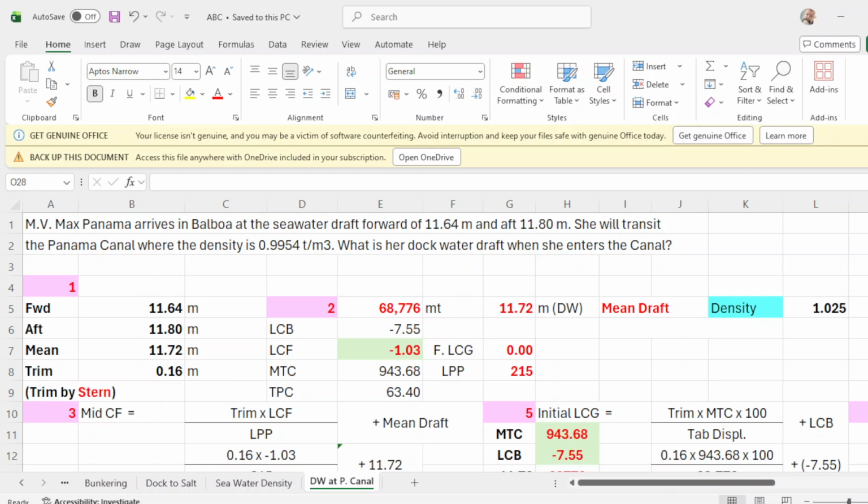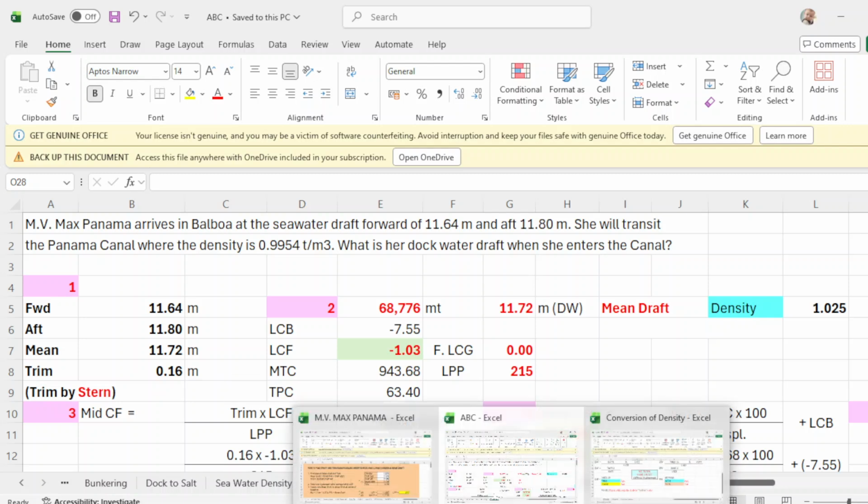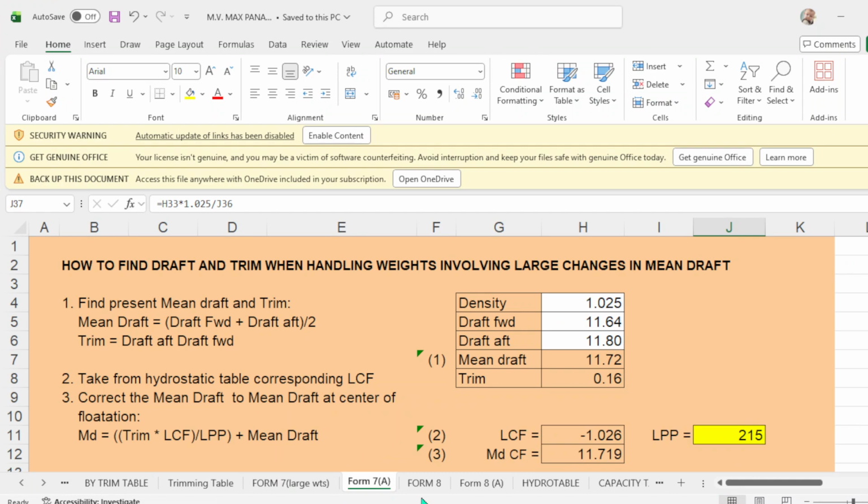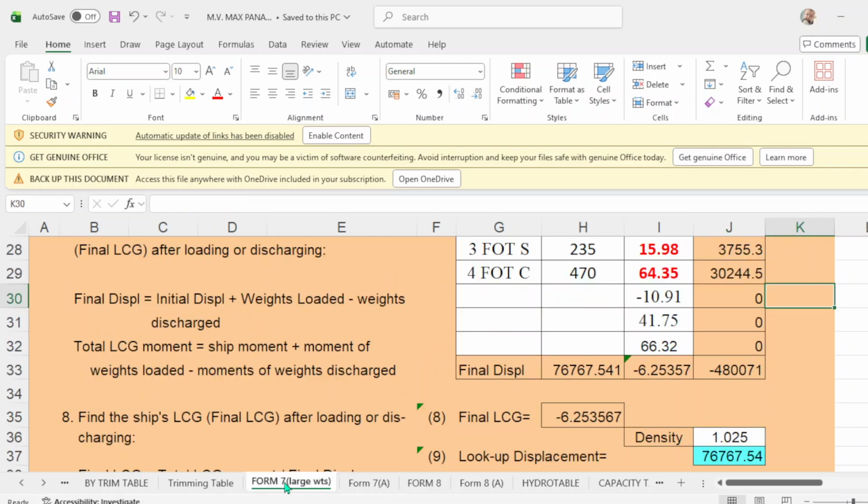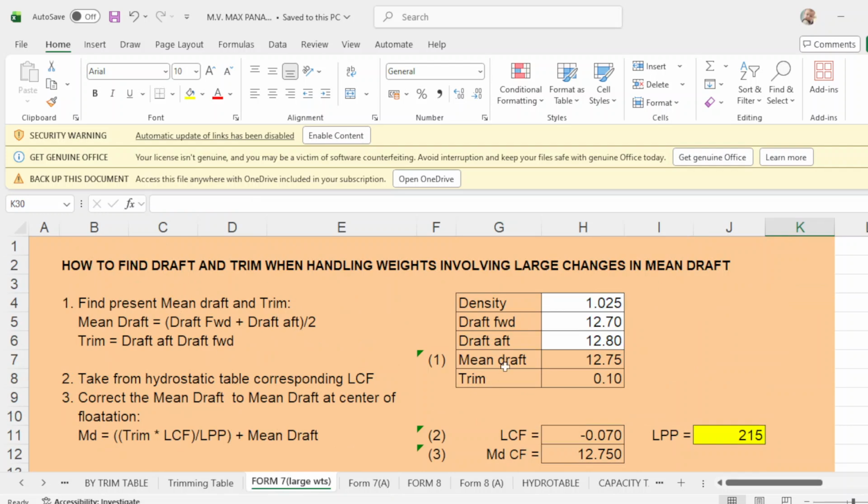So number two, by the way, guys, this whole format is derived from this program of Form 7A, because this is Form 7B as original, and I put this as a copy of Form 7A. So the title is How to Find Draft and Trim when Handling Weights Involving Large Changes of Draft. So in number one, you present the forward and aft draft.